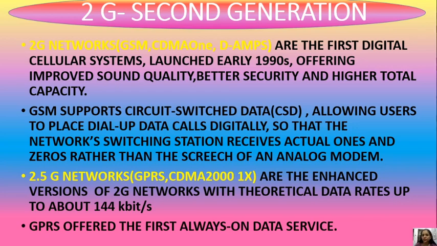So this is GSM. And 2.5G: after the 2G network, there is an extension of 2G, 2.5G. Here you can see GPRS and CDMA 2000 1X technologies are used in 2.5G networks. GPRS is the main one. These 2.5G networks are enhanced versions of 2G networks with theoretical data rates up to about 144 kilobits per second, and GPRS offered the first always-on data service. So this is 2G, second generation.